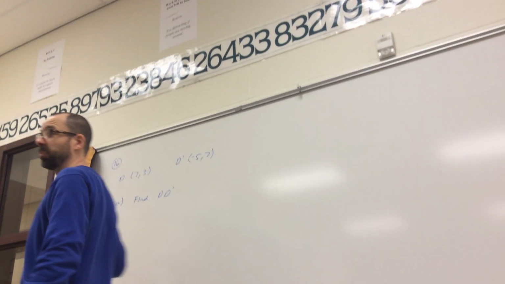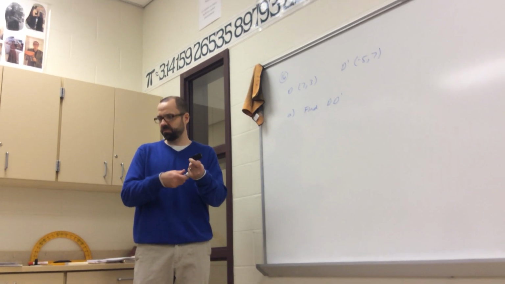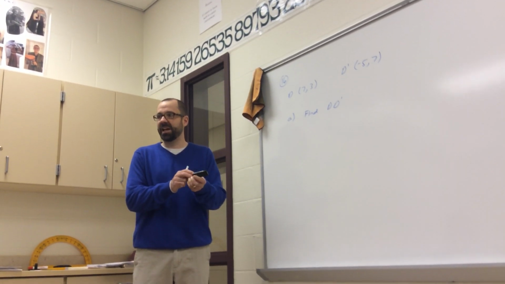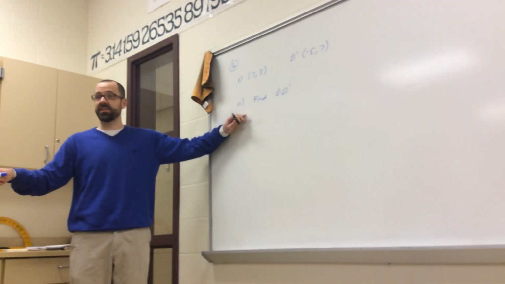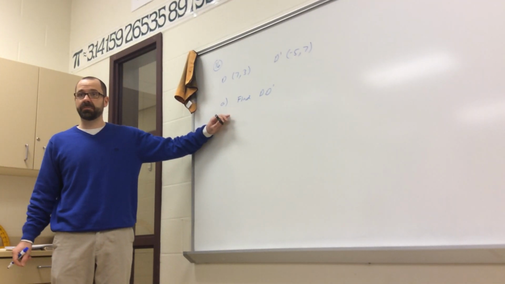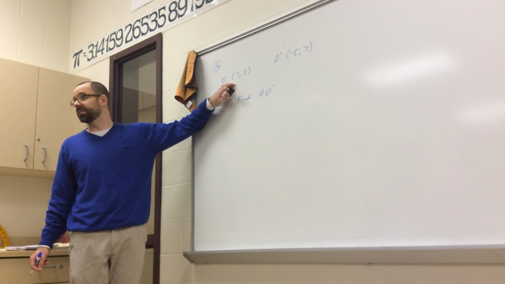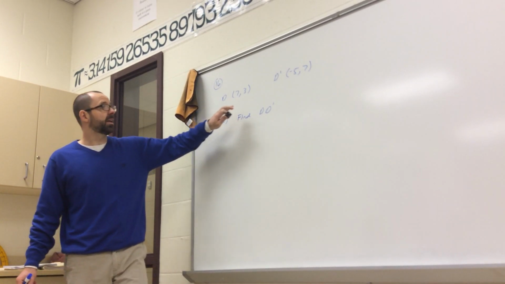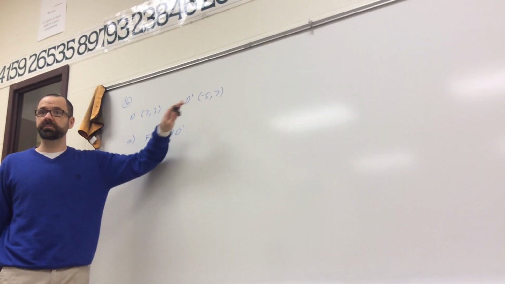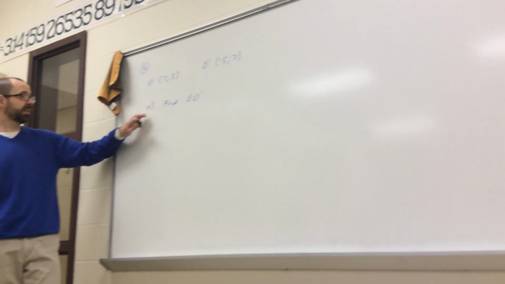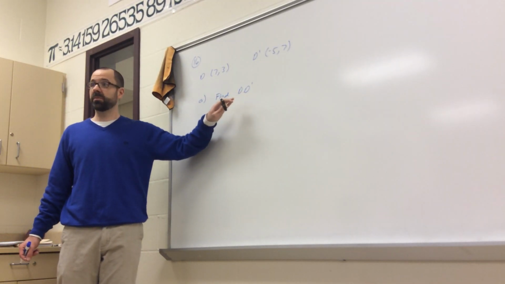And so we're doing number 16. You don't actually have number 16. It's just this page is a part of a larger review packet for the exam. So we're going to start with number 16, so you'll write this on the blank side. So in number 16, they gave us 2 points. D is 7, 3, and D prime is -5, 7. And part A of number 16 says find D prime.